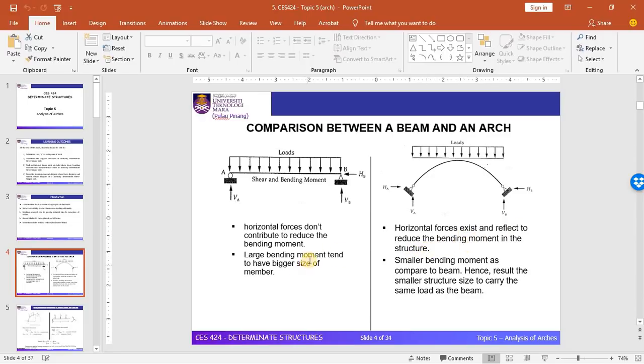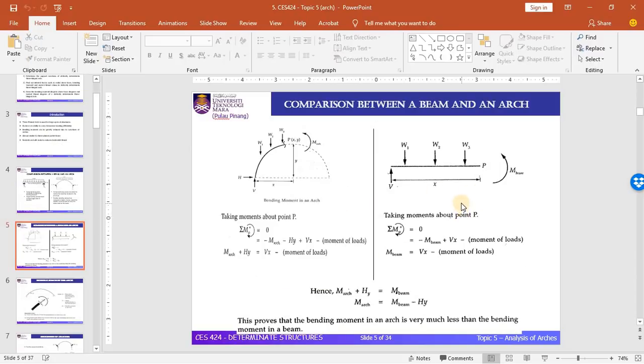Due to these horizontal forces not existing in the beam, the large bending moment tends to require a bigger member size. In comparison, the arch has a smaller bending moment than the beam, hence resulting in a smaller structure size to carry the same load as the beam. So the key point here is the horizontal reaction, or horizontal thrust. Based on this slide, you can see the comparison between a beam and an arch. We will see how this comparison works technically.